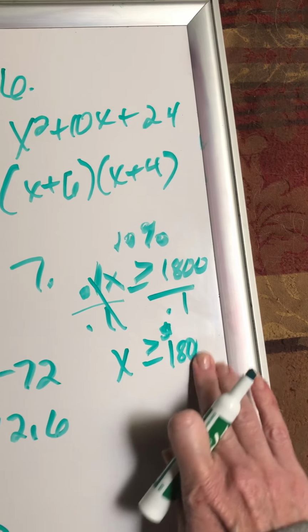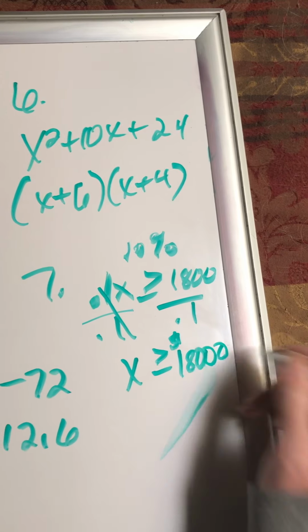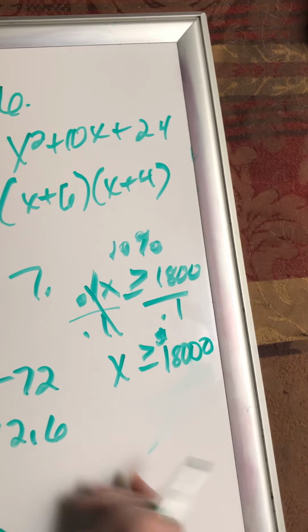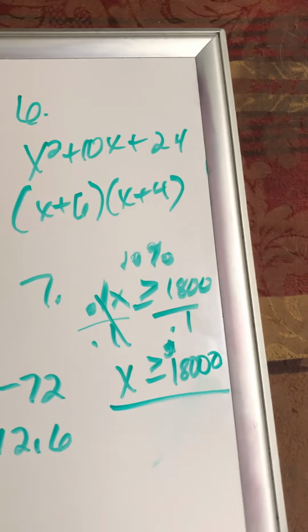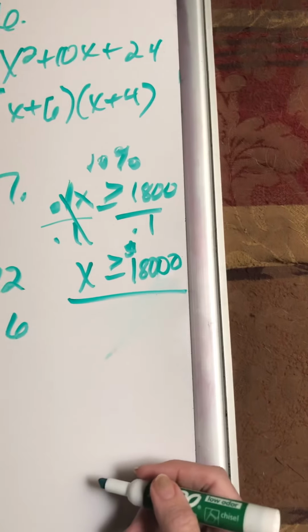That kind of looks weird. 18,000. He'd have to sell at least $18,000 worth to get the $1,800.